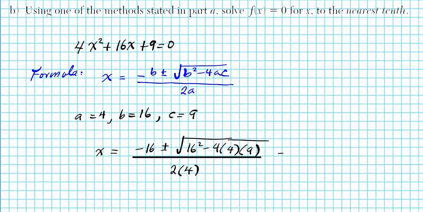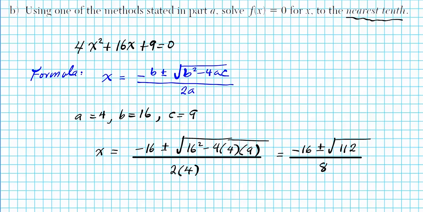Now you want to be really careful when carrying out your arithmetic simplification. So we have negative 16 plus or minus, now we've already computed the value of the discriminant, right? We did it before. We found out it was 112. And now we're going to divide that by 2a, which is 8. Now in this problem, we're asked to find it to the nearest 10th. So we have to actually carry out a decimal approximation of what the square root of 112 is.